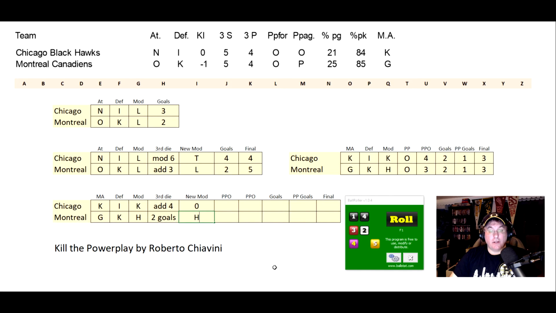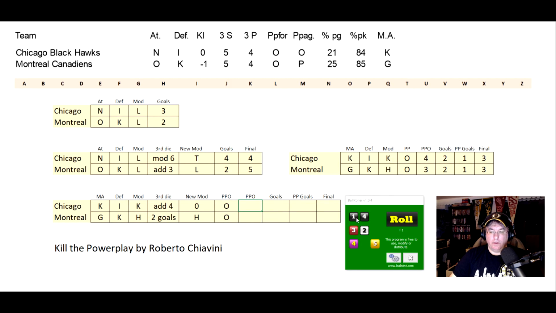Okay, now let's take a look at power play opportunities. Now, we already determined that the power play letter for each team is O. That's not going to change because, remember, it was O to P. There's no change in O to O. So power play is O. And let's take a look at how many opportunities we get. So we need to go to the scoring table.